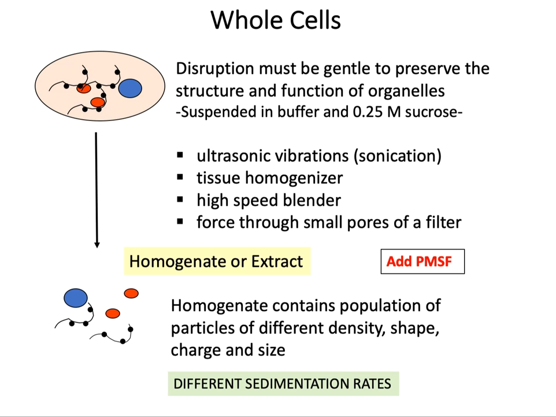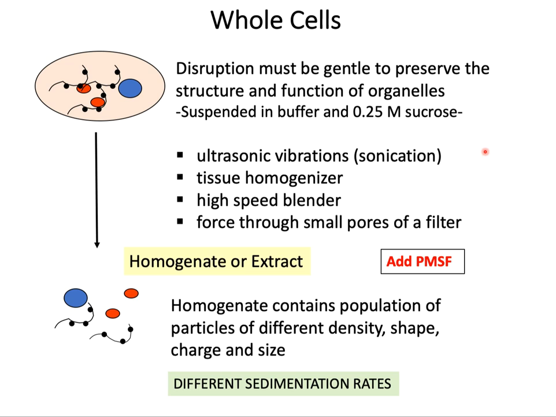There are a number of ways to disrupt the plasma membrane, such as ultrasonic vibration, sonication, tissue homogenizer, or high-speed blender. You can also force the cells through a filter with small pores, usually 8-micron pores. It disrupts the plasma membrane without damaging the organelles.